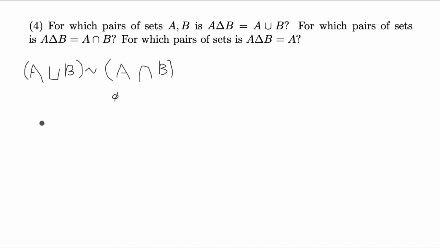Finally, for the last part, note for which pairs of sets A symmetric difference B is equal to A. Well, that is all the elements that are in A or B but not both. But if we want this to just be the elements in A, that means the set B has to have no elements, and in particular has to have no elements in common with A. That means B is the empty set.